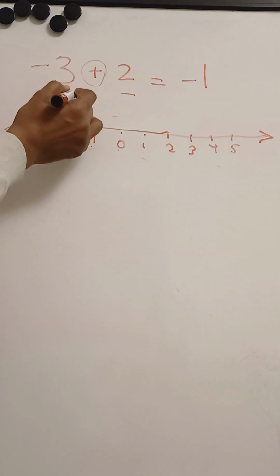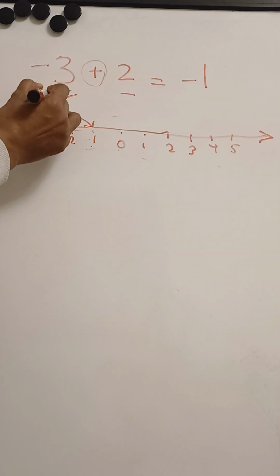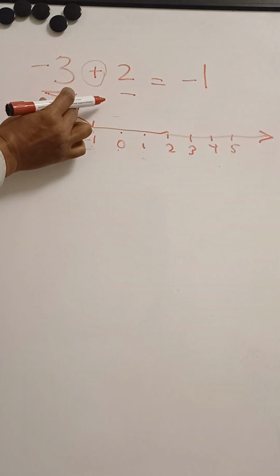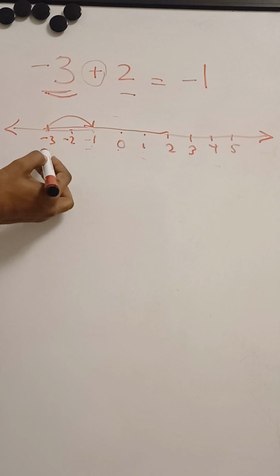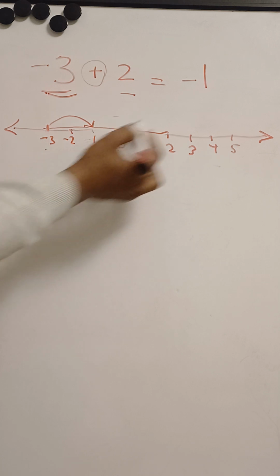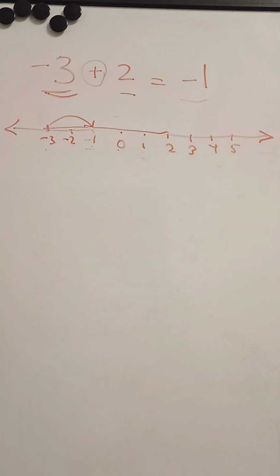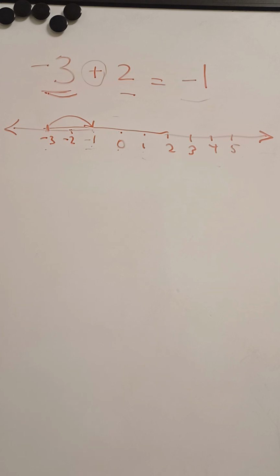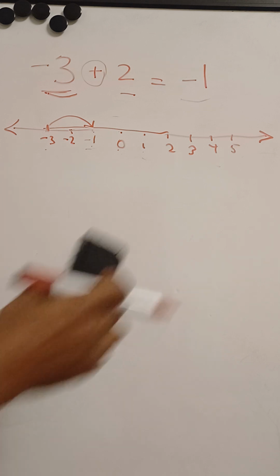So if the larger number, ignoring the sign, is the negative number, we end up with a negative number. Right, this is addition and subtraction. What about multiplication?